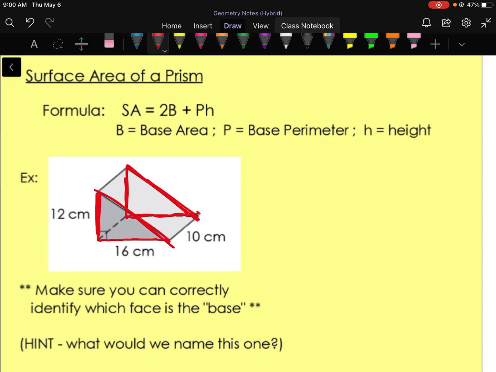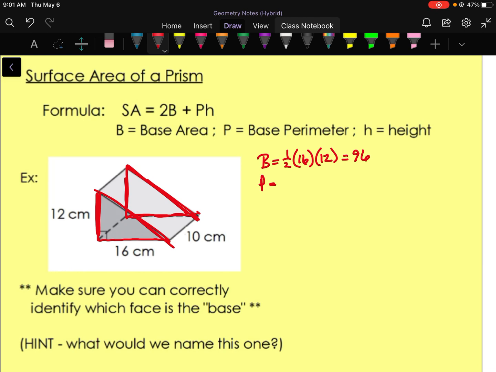So when I find B, the area of one of my bases, I'm actually looking at this triangle that's facing me right now, because, like I said, it's like a triangular prism that got turned on its side. To find the area of that triangle, you take 1/2 the base. It doesn't matter which one you call the base, but we'll go 16 times the height, 12. So 1/2 times 16 times 12 is 96. Then you got to find the perimeter of that base.